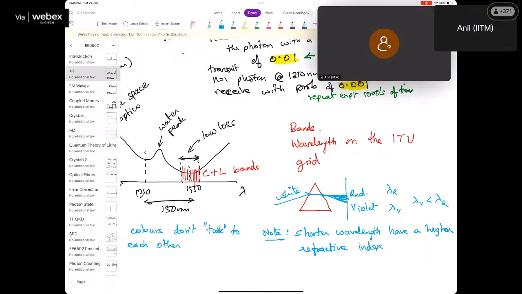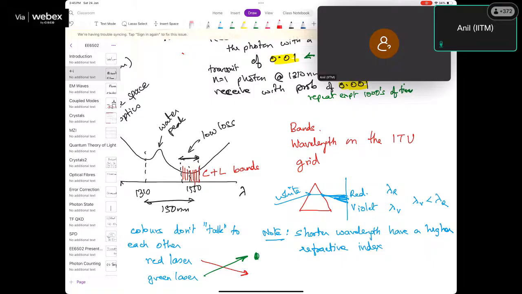That means if I take, let's say, a red laser and I take a green laser, should probably use different colors, and take a green laser, I will get a green spot out here and I will get a red spot out here. They don't talk to each other, they don't interact. In this central region, nothing happens.